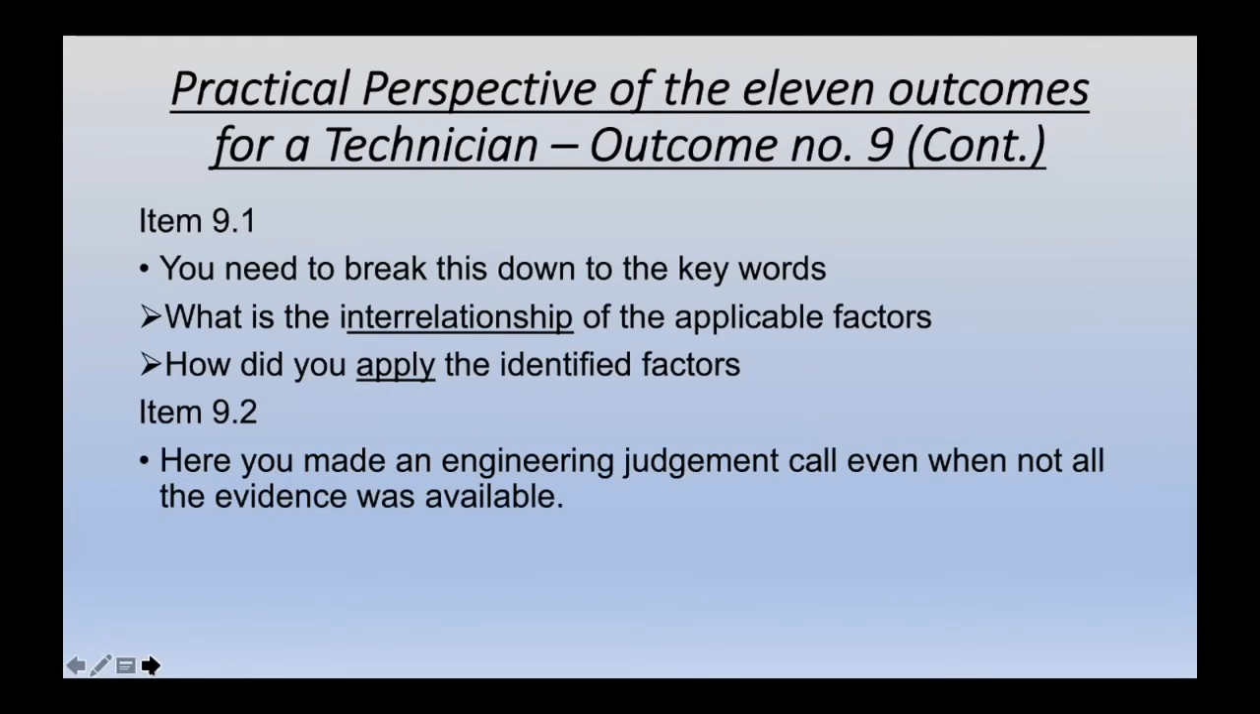Okay, item 9.1. It's still outcome 9. You need to break this down to the keywords. What is the interrelationship of the applicable factors? How did you apply the identified factors? Item 9.2. You made an engineering judgment call even when not all the evidence was available for your design. Next one.